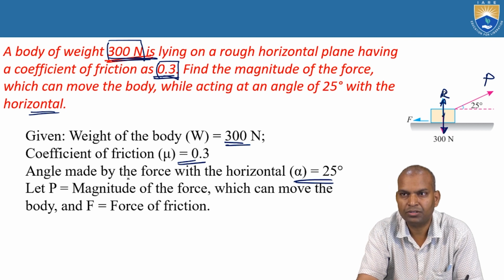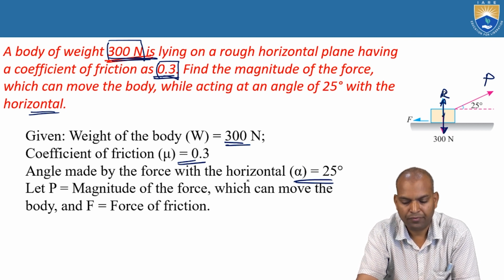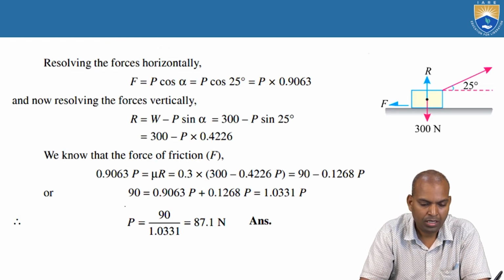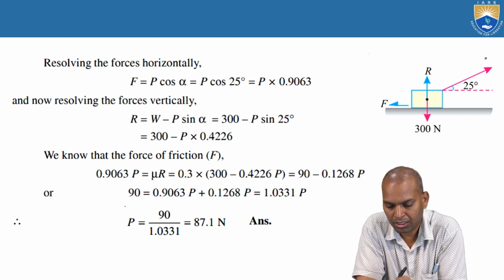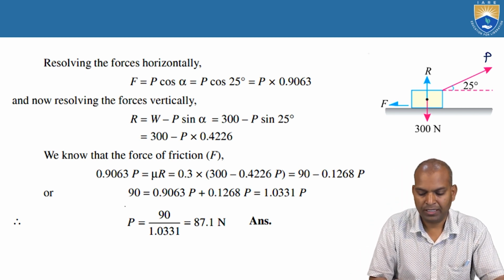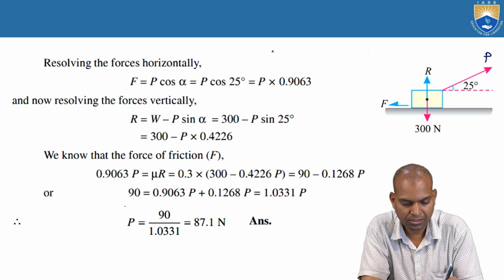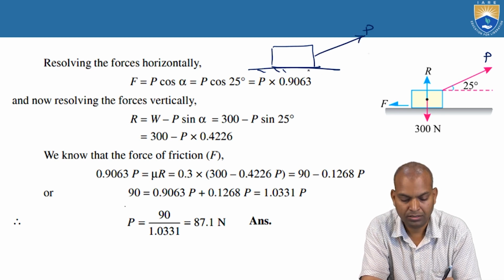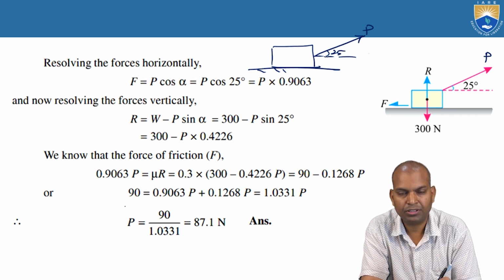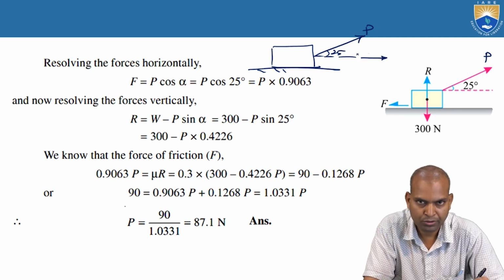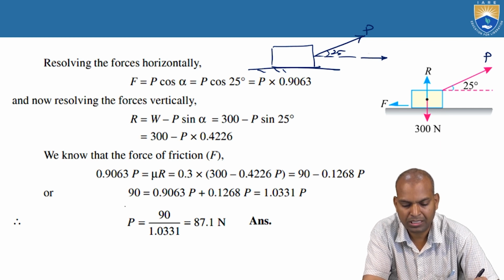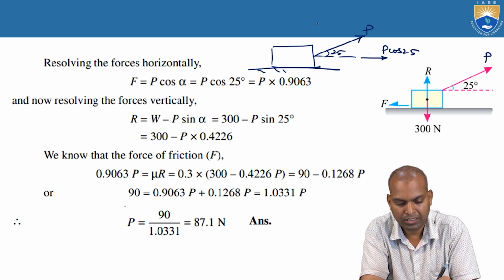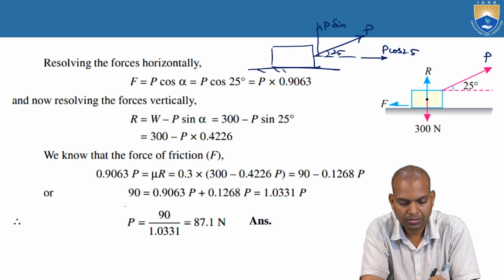Now let P be the magnitude of the force which can move the body, and F the force of friction, which always acts opposite to the direction of motion. Now we have to resolve P into horizontal and vertical components. This P is the force acting at 25 degrees. If you resolve it into horizontal and vertical, as in the module 1 lectures in previous sessions, the horizontal component is P cos 25 and the vertical component is P sin 25 degrees.